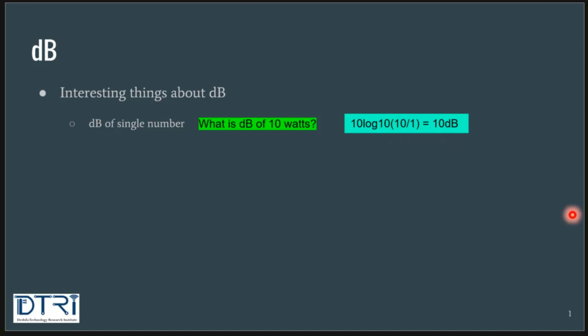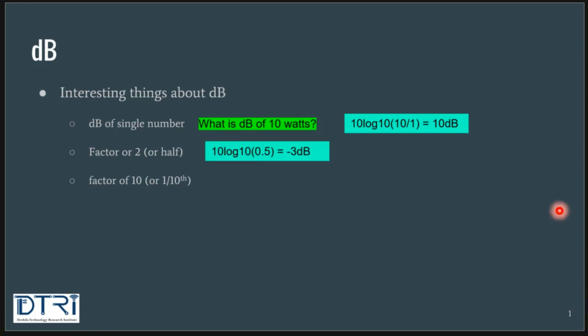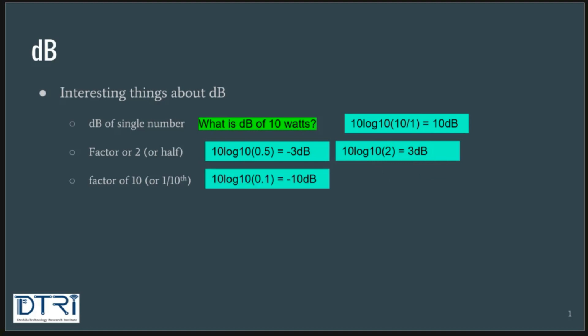These are the two important relationships which we need to remember. One is a factor of 2 or half, other one is factor of 10 or 1/10. So if you take the ratio of two numbers and if the result is half, then the value is minus 3 dB. Now if you take two numbers and the ratio is double, then the value is 3 dB. Similarly, if the ratio is 1/10, then the value is minus 10 dB. Now if you take the ratio of two numbers and one number is 10 times the other number, then the value is 10 dB.